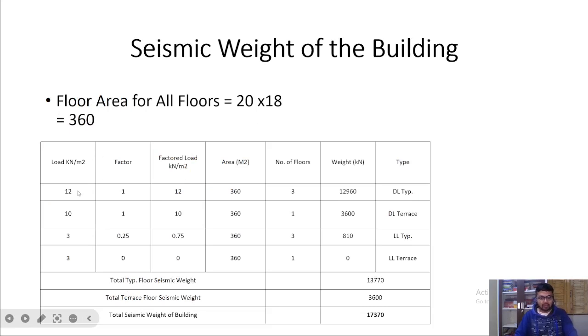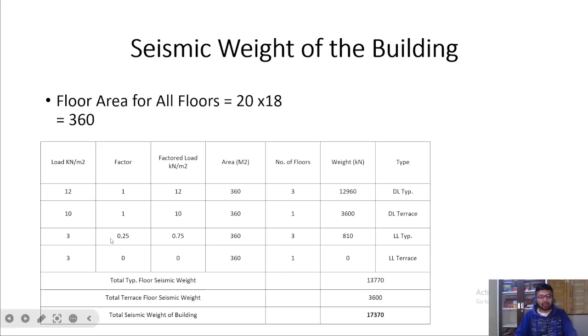Now the dead load which you have on typical floors is 12, and on the terrace is 10, and in the seismic weight the full dead load will be taken, so the factor is taken as 1 for both dead loads. The respective dead load for the typical floor is 12 and for the terrace floor is 10. Area is the same for everything, and the number of typical floors is 3. Number of terrace floors is obviously 1. If we multiply this, we get the weight of the 3 floors and then the terrace.